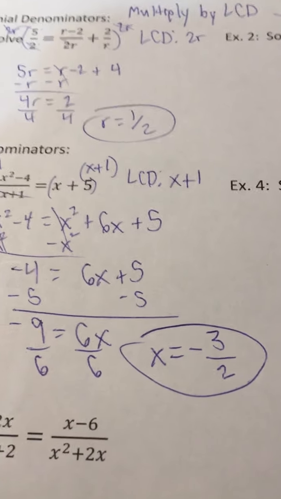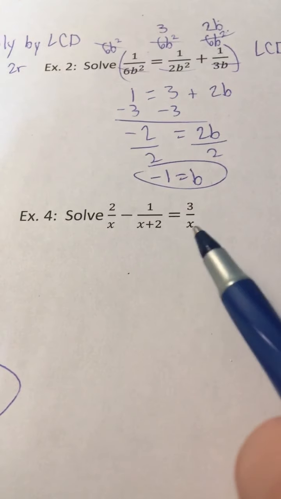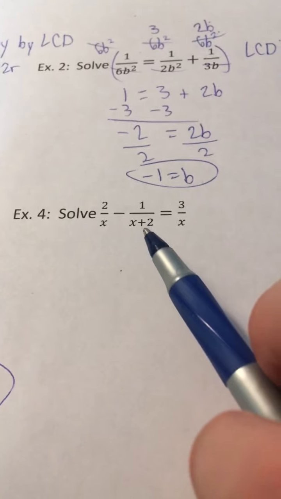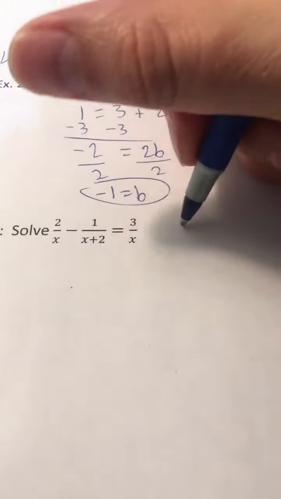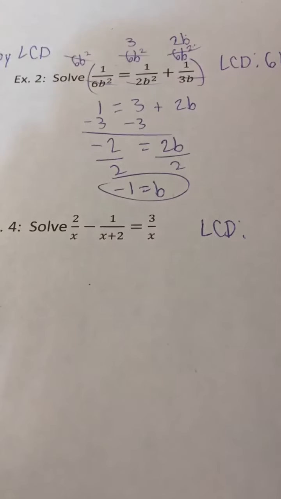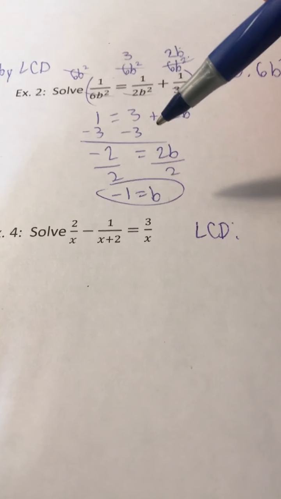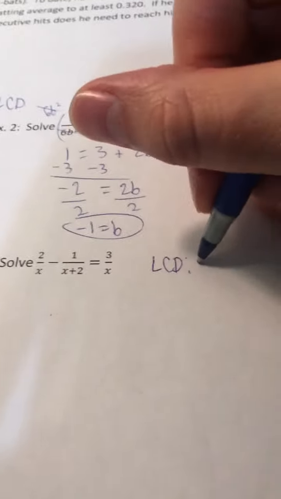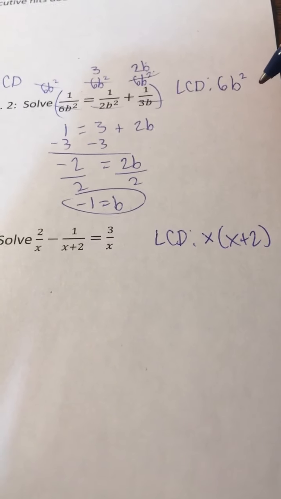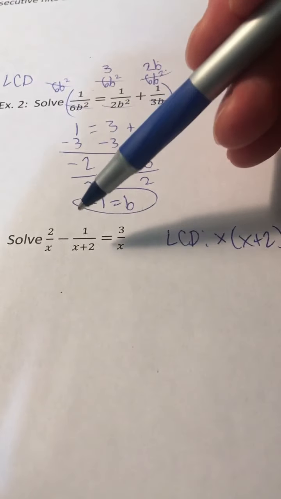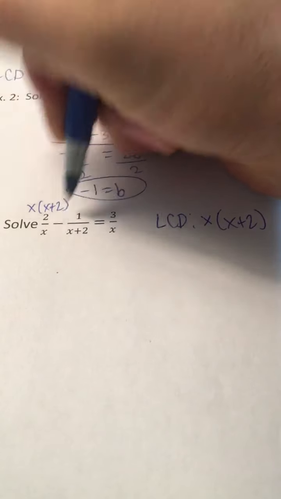2 more examples. All right, this one right here, this time is not all monomials on bottom. I have x and I have x plus 2. I have a monomial and a binomial. So if you remember from your last lesson, LCD, if you have a monomial and a binomial, or if you have 2 different binomials, what do you do to get the LCD? You put them together. Least common denominator would be x parentheses x plus 2. It'd be both of them. So I need to go through and multiply each of these fractions by that LCD, by x parentheses x plus 2.